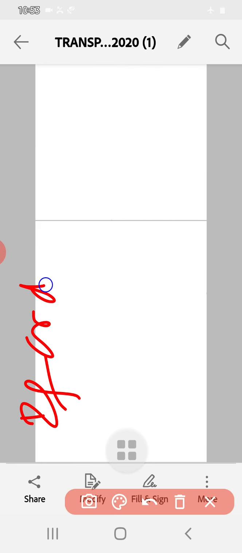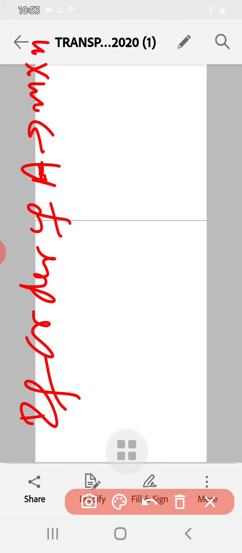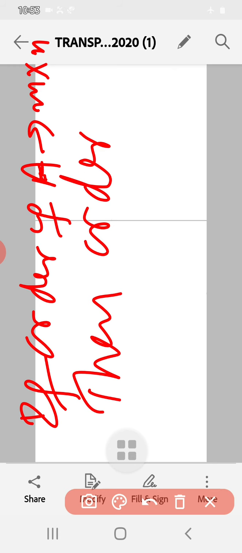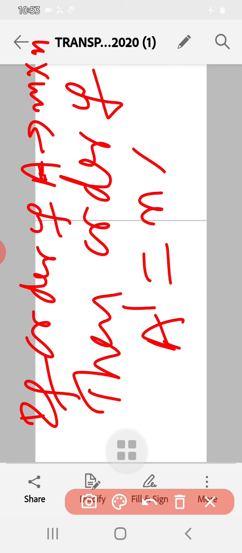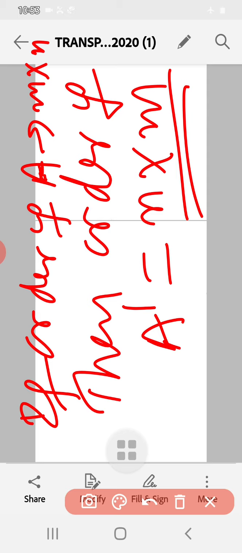So if the order of matrix A is m cross n, then the order of its transpose will be what? n cross m. This you can easily observe: n cross m.